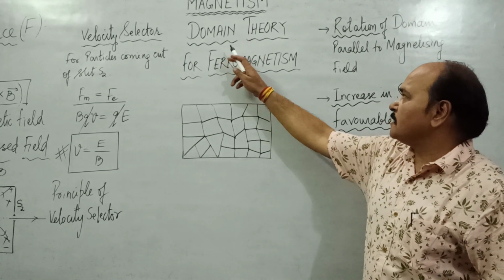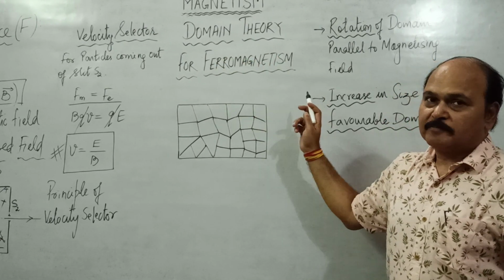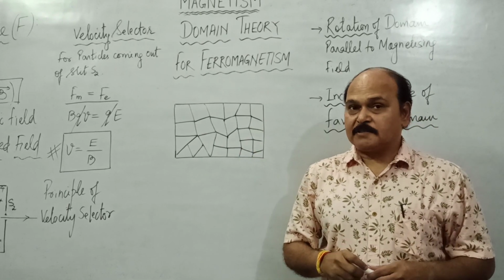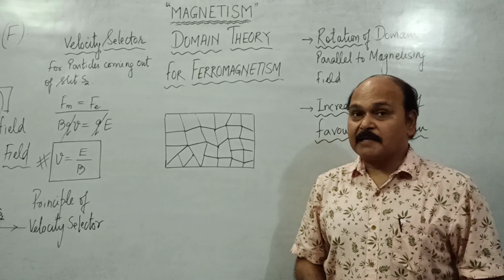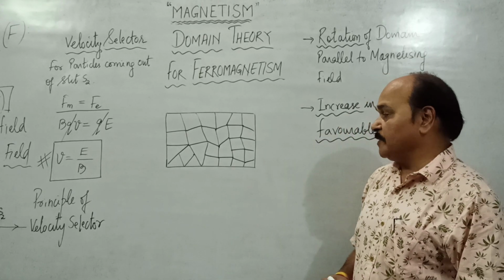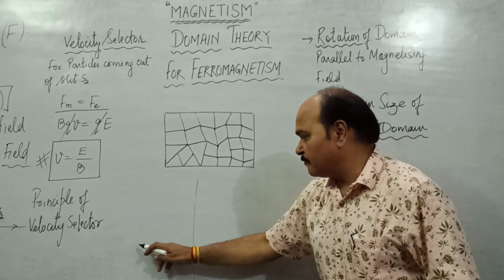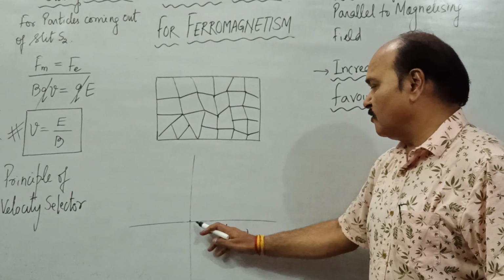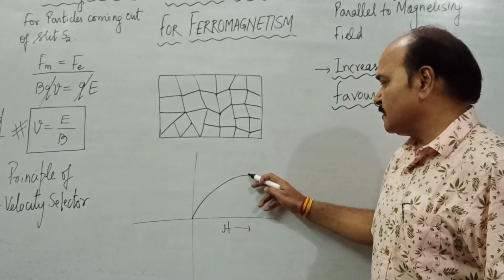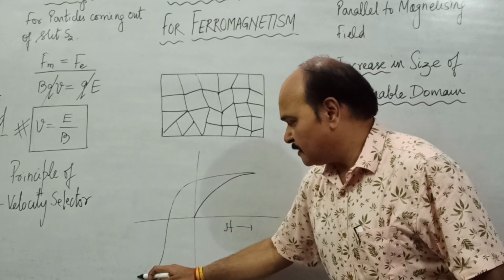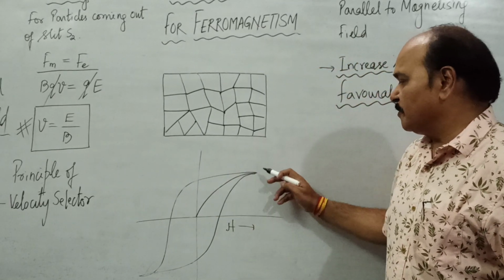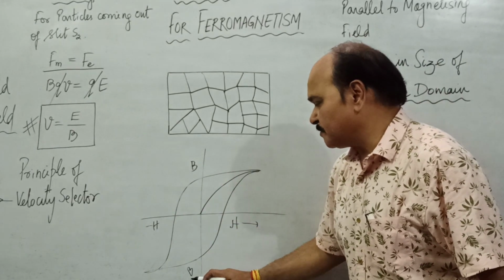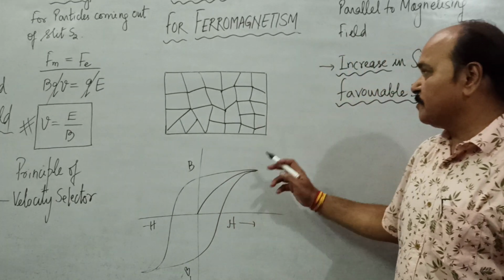Okay children, let us now discuss the domain theory of ferromagnetism. This theory explains the behavior of a ferromagnetic substance in a magnetizing field. We have already studied that behavior, the BH curve for a ferromagnetic substance. As we increase H, the value of magnetic field inside the substance increases, then it decreases like this. That's how the magnetic field B and H are related to each other for a ferromagnetic substance. So how is this behavior explained?